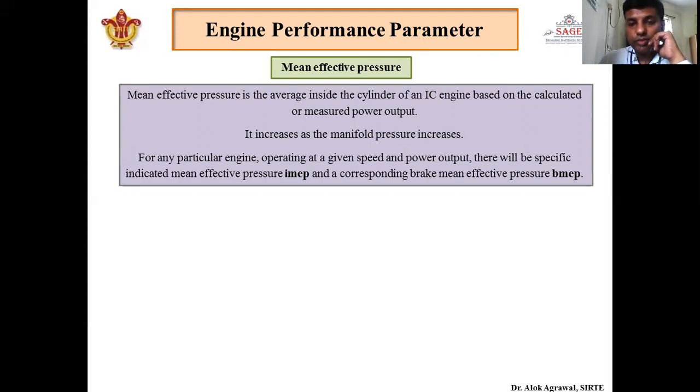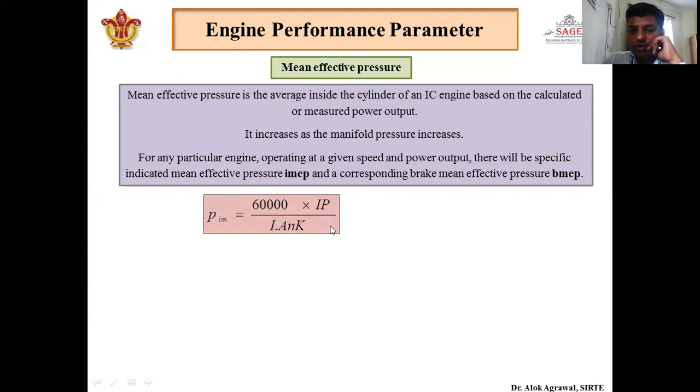So if we want to say what the overall average is, or if we want to define that cycle with only one pressure, because we have seen that in a cycle the pressure is continuously changing, it is a variable quantity. But if you want to define that cycle with only one pressure value, then that pressure is called mean effective pressure. Mean effective pressure can be of two types: indicated mean effective pressure or brake mean effective pressure.